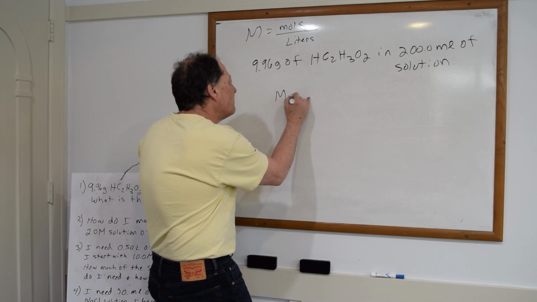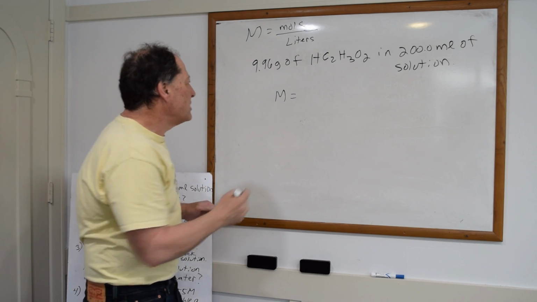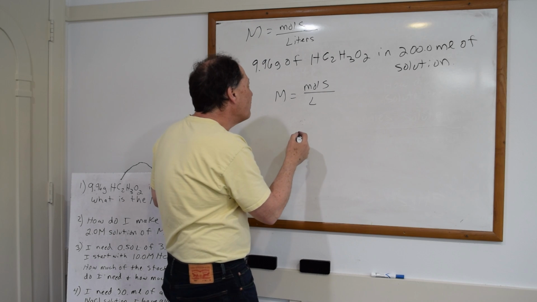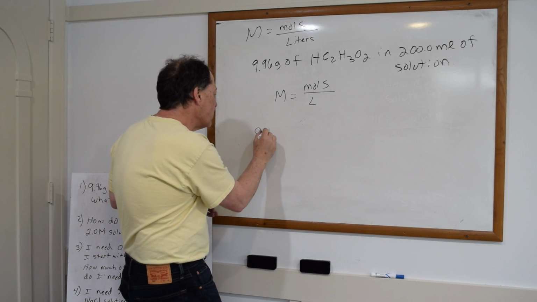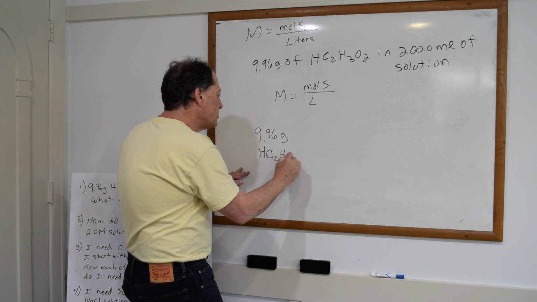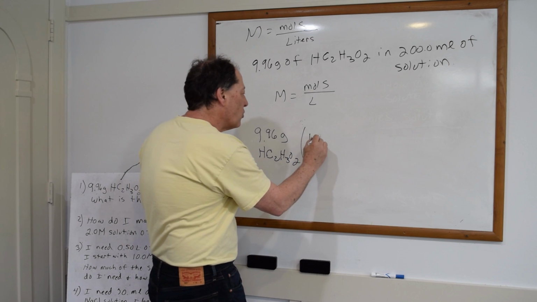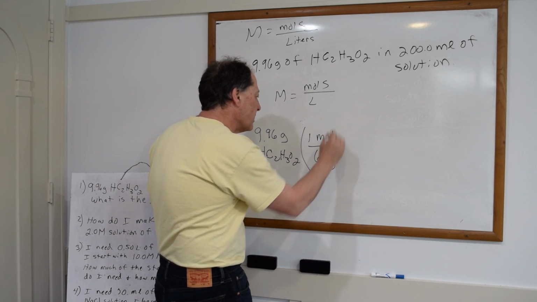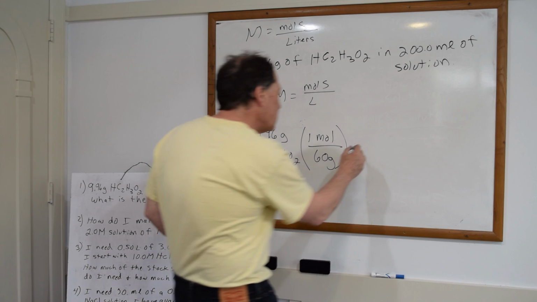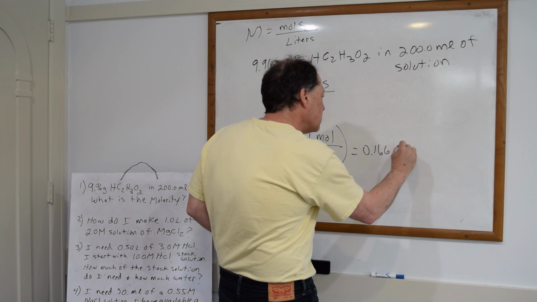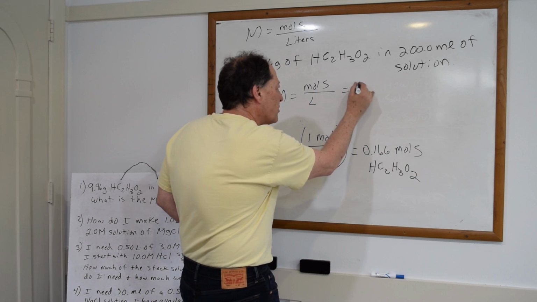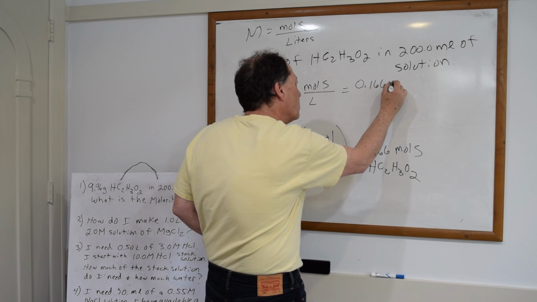So the molarity, again, is defined as the moles divided by the liters. And how many moles do I have? Well, the problem is I've got grams, so I have 9.96 grams of HC2H3O2. I got to turn that to moles. So 1 mole of acetic acid is about 60 grams, and if you're doing your calculations, you'll find that it's about 0.166 moles of acetic acid. So I'm going to put that there, 0.166 moles.